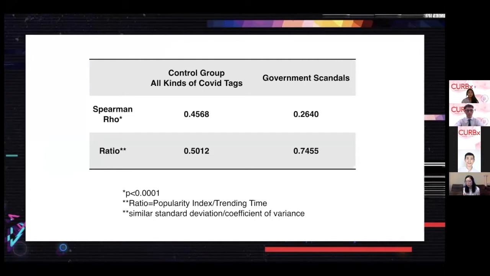And this distortion is even more evident once we look at the ratio, which is calculated as popularity index over trending time. Essentially, the larger the ratio is, the less exposure a topic gets, because for the same amount of trending time, you need a larger popularity index. And again, when we look at the data from the second row, we can see for government scandals, the ratio is as high as 0.74, and for the control group, it's only 0.50, which means that yes, the government scandals are somewhat suppressed in terms of their exposure time.